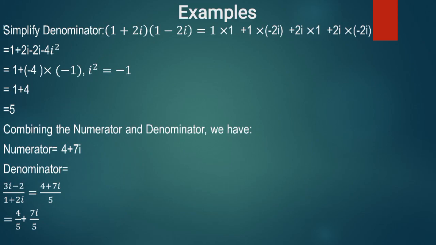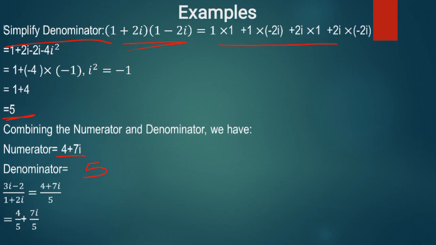I then simplified my denominator, which is what you see here. Again, you can check your steps and make sure you get the value 5. I then combined my value for the numerator and my denominator. That's my denominator. Oh, denominator is 5. I didn't write it. So the denominator is 5.